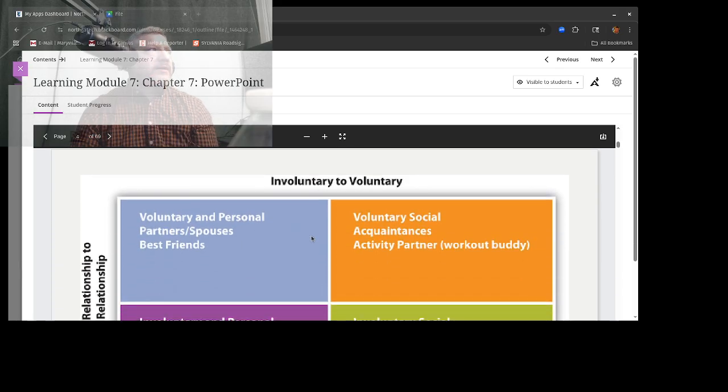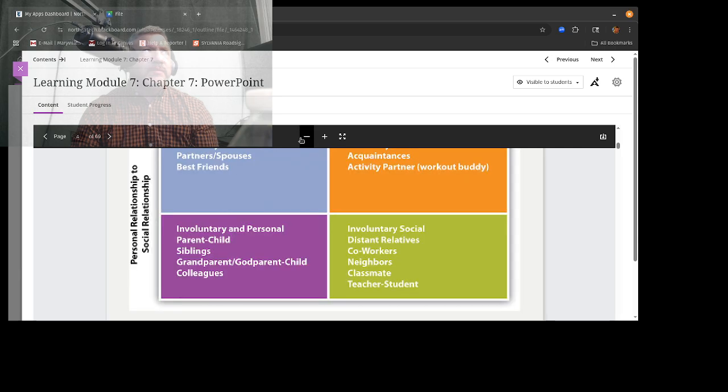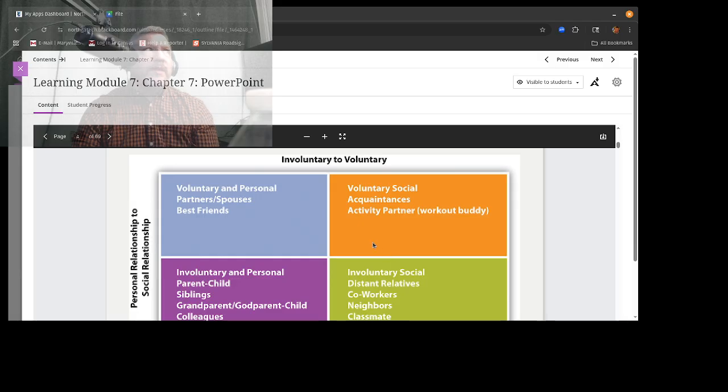So let's look at the chart that the book has. It talks about involuntary to voluntary, so the left-hand side will be involuntary, right-hand side's voluntary. And it talks about personal relationship versus social relationship, right? It kind of lists things out. So you can look at that for a moment. Of course, our grandparents are involuntary, right? Versus our spouse. Spouse is voluntary.